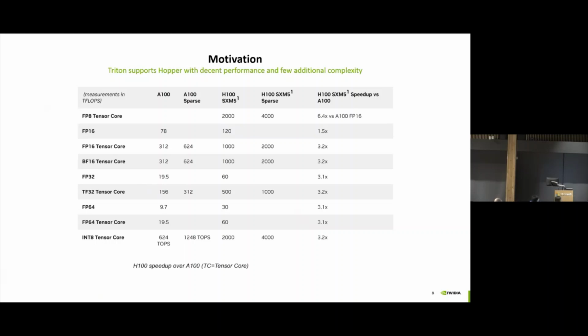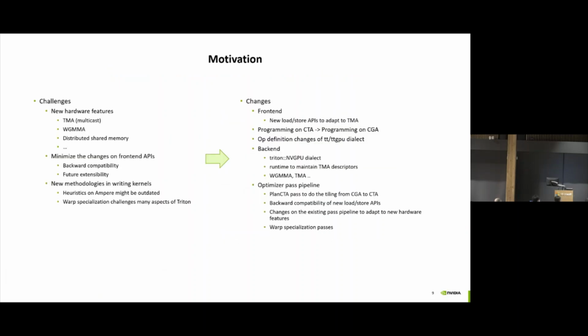And the reason for us to want to add the Hopper support for Triton is very straightforward. Hopper brings very good value for performance, and it brings at most 6 times computation improvement compared with the Ampere, and also it brings 2 times of the memory bandwidth improvement. So we want to utilize the power, but also we don't want to bring too many additional complexity for users. We want to make sure the existing user kernels can be utilized directly. So that's some design principle we need to take into consideration when we add the Hopper support.